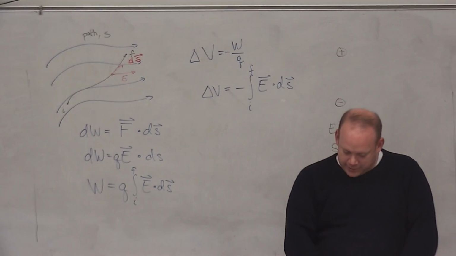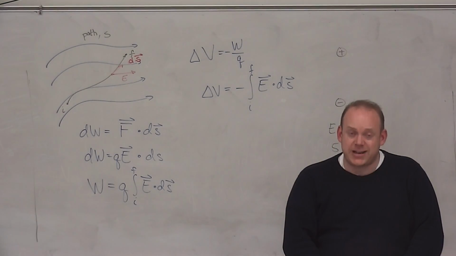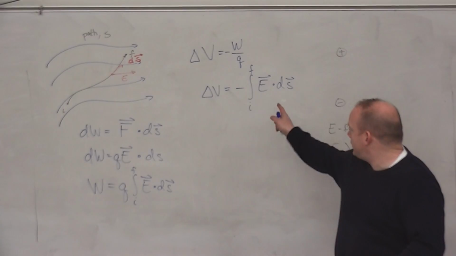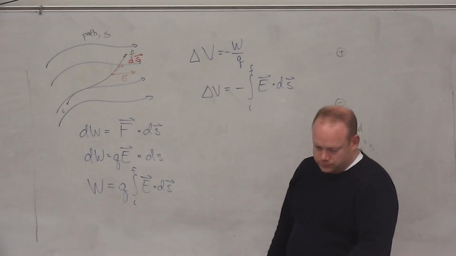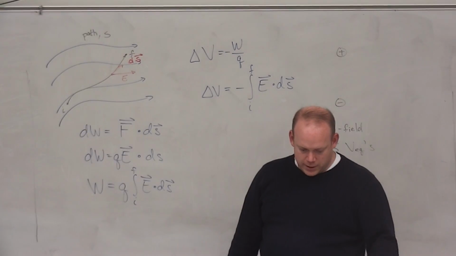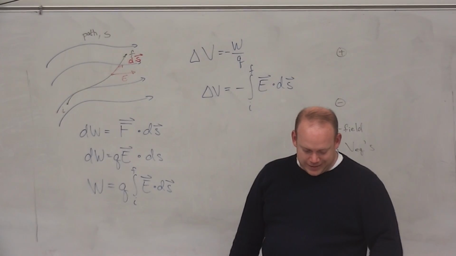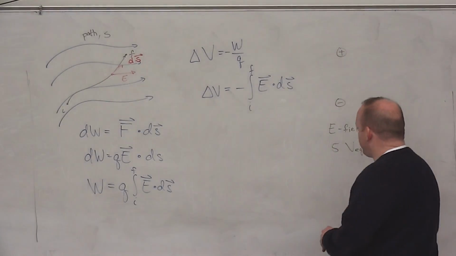Okay, and we're going to take a look at a condition right now. We're going to look at the potential due to a point charge. We're going to make use of this equation. And then we'll end it here. Potential due to a point charge.